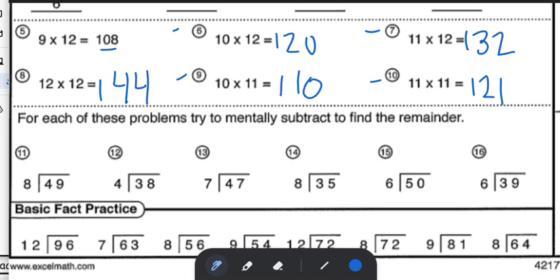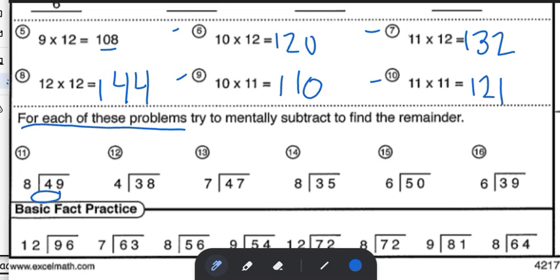All right, pause the video. And it says on these, don't pause it yet. On these, you want to try to solve the problem mentally and subtract to find the remainder. So you're going to do these in your head. No work underneath. It's going to go like this. I'll do the first one with you.